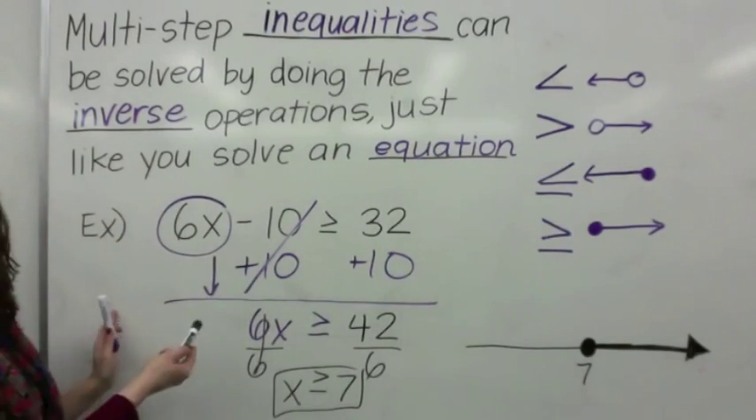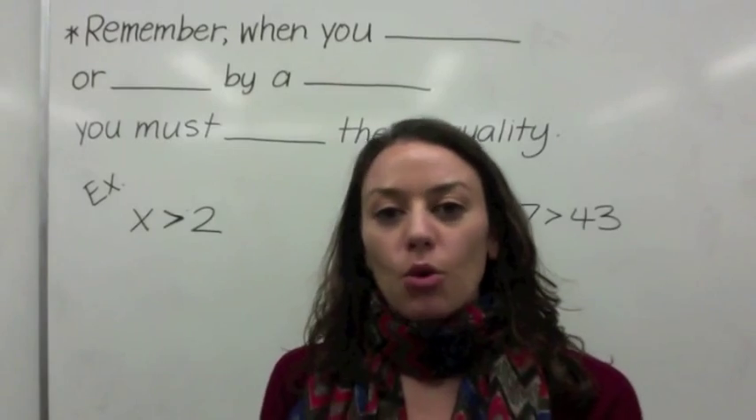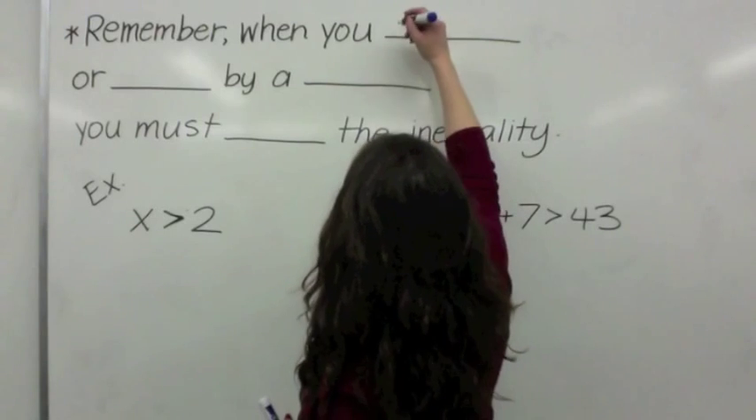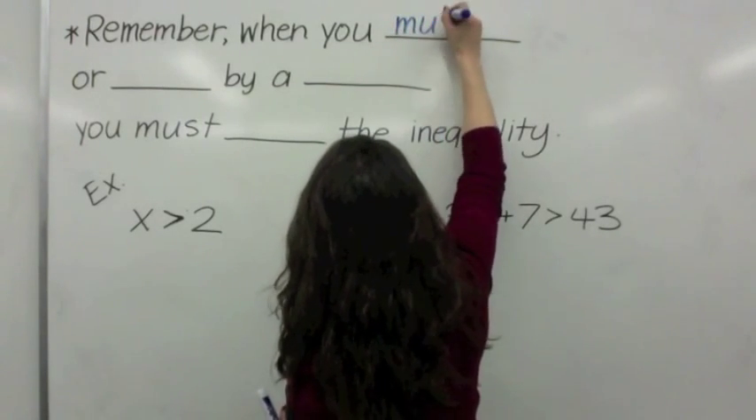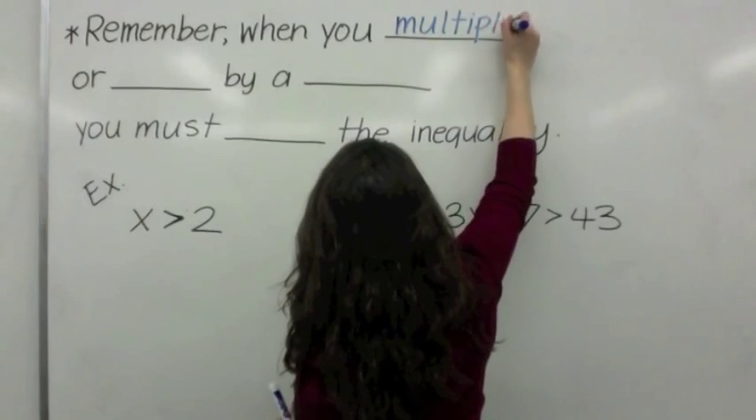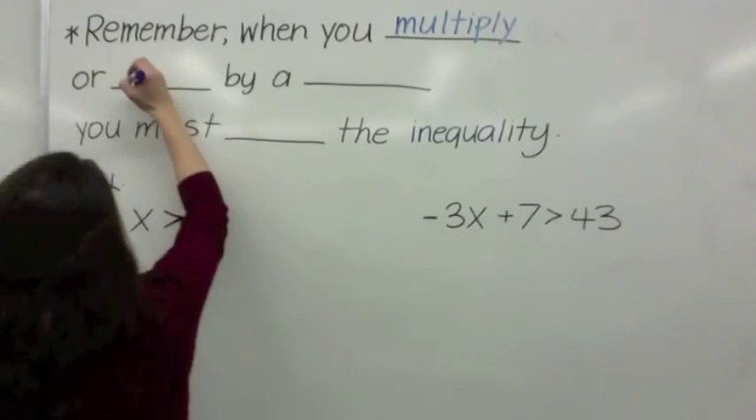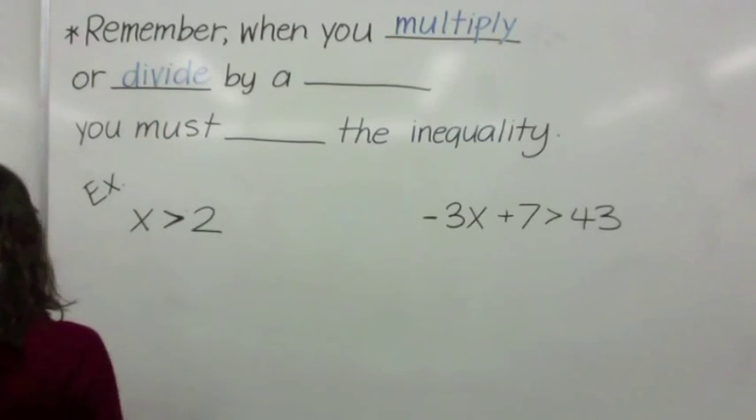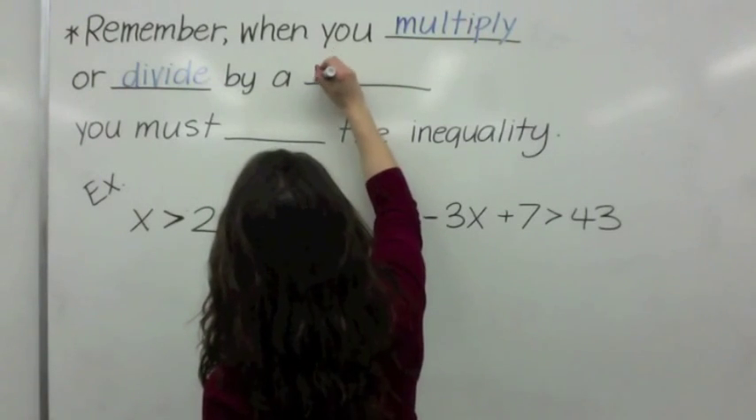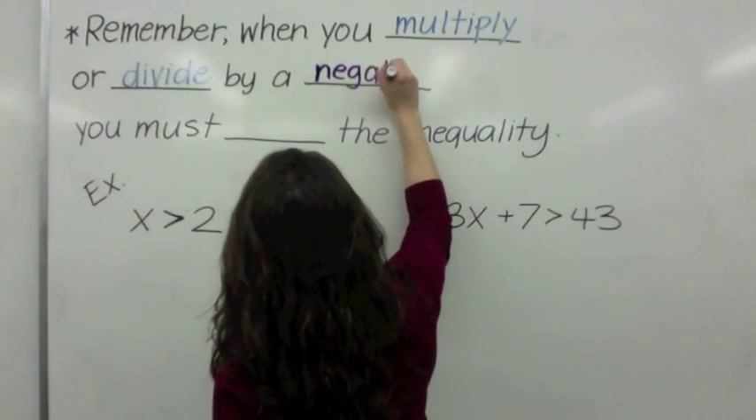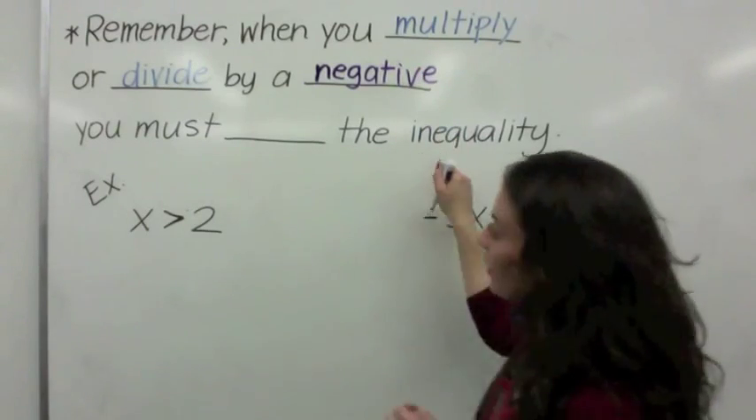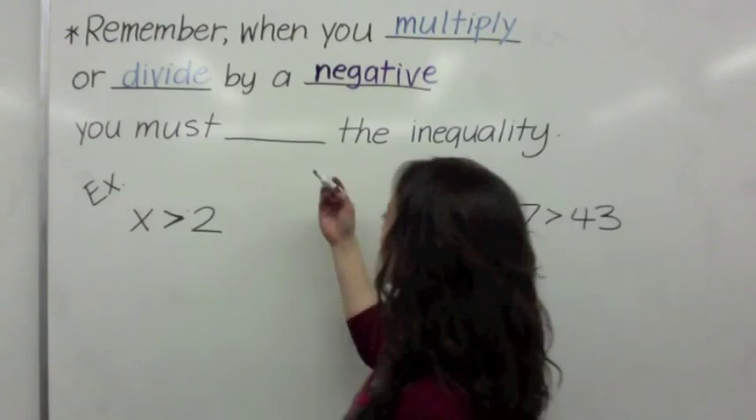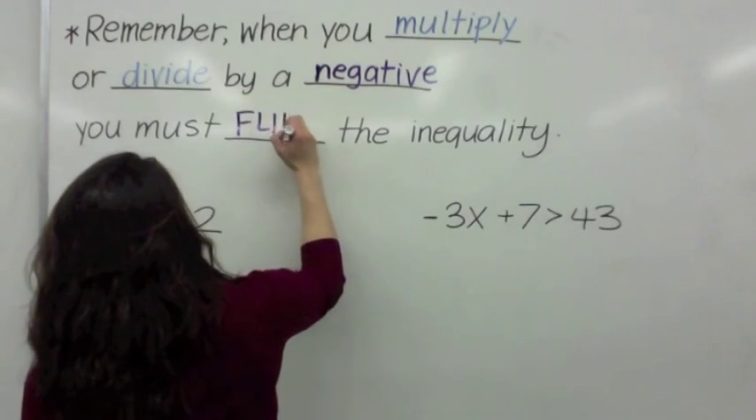Now, when you're solving these inequalities, you have to remember that when you multiply or divide by a negative, something happens to the sign. What happens? You have to flip the direction of the sign, or flip the inequality.